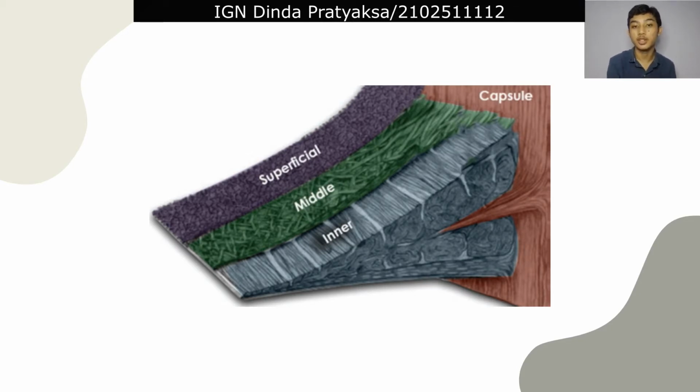So with those structures and characteristics, the menisci function in aiding joint stability, shock absorption, lubrication, proprioception, load transmission, and giving nutrition to the articular cartilage. That's all from me, thank you.